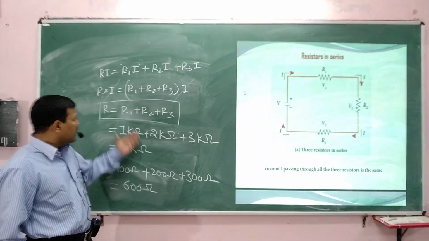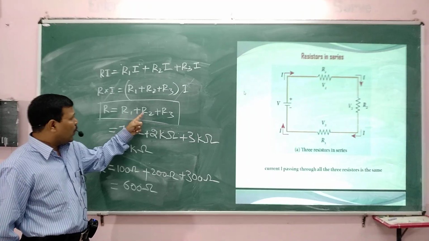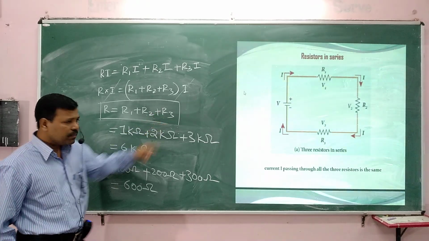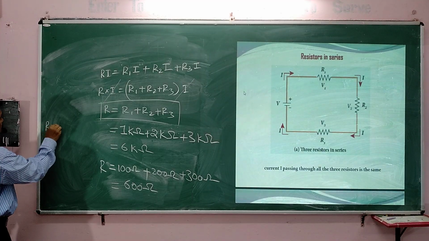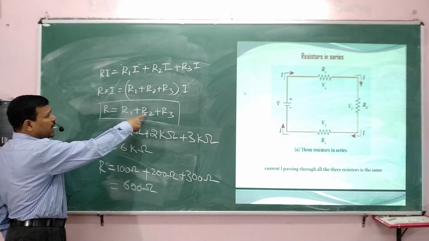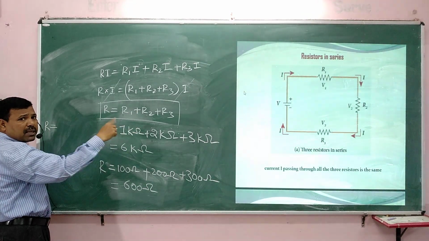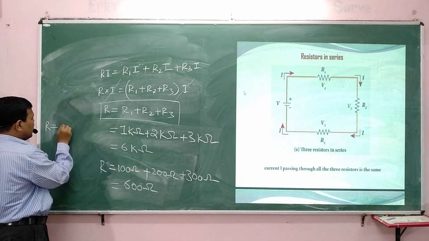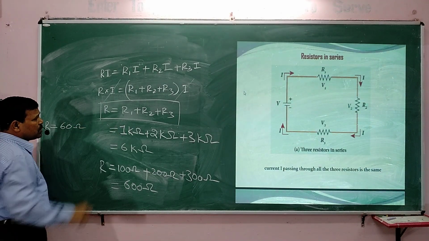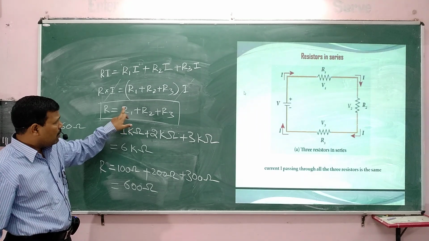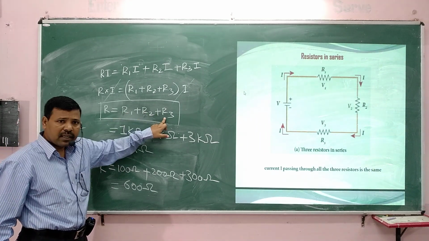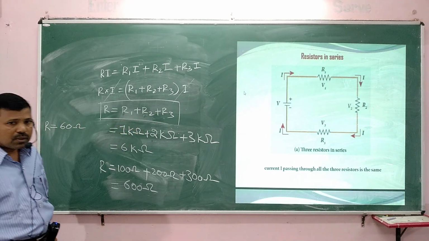Instead of 100, they can be 10 ohm, 20 ohm, 30 ohm. So the net resistance will be 20 plus 30, 50, plus 10 is 60 ohms. 10 ohms plus 20 ohms plus 30 ohms will be 60 ohms.